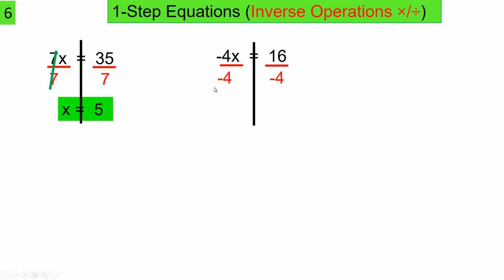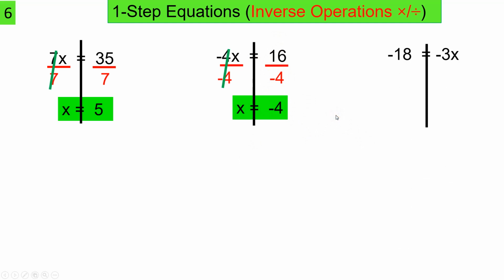Why? Two negatives make a positive, right? Okay, so those become 1. That's 1x is equal to a negative 4. Positive, negative division is negative. Two negatives would have been a positive, but it wasn't.